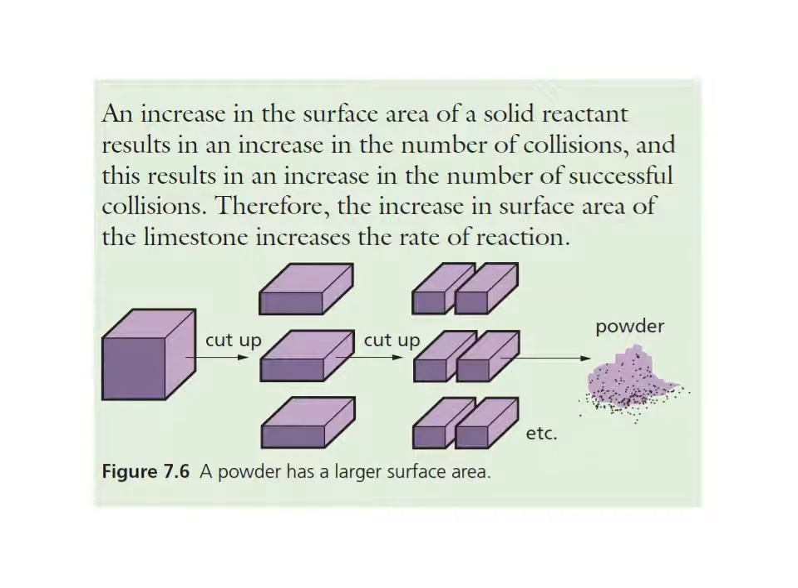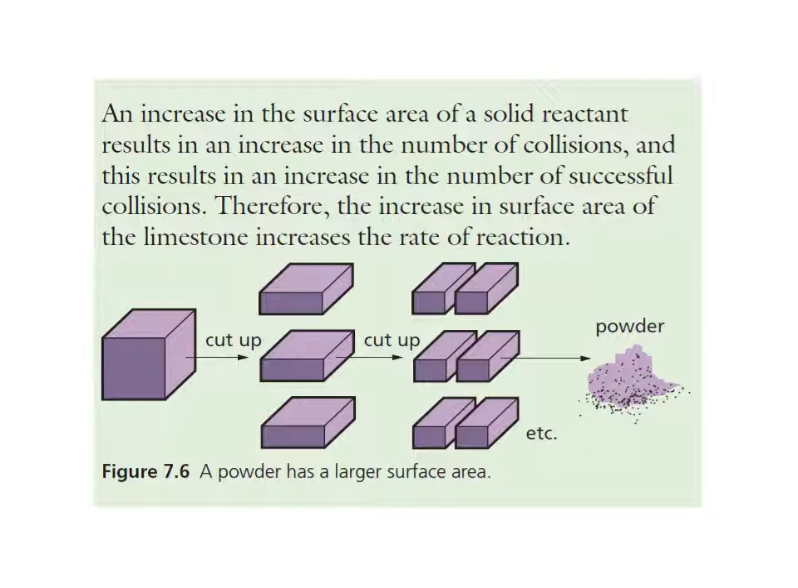Now, the surface area can increase. What is happening there actually? If you are increasing the surface area of a solid reactant, it results in an increase in the number of collisions. As we have seen in the collision theory, as the number of collisions increases, the probability of getting a successful collision will also increase. And if the successful collisions increase, then more products will be formed.